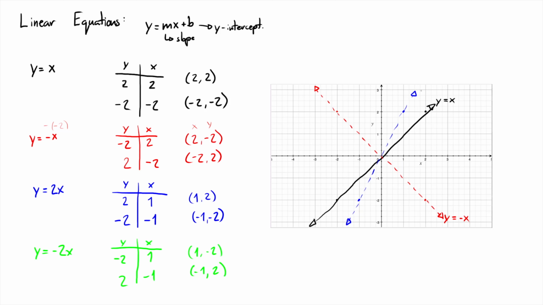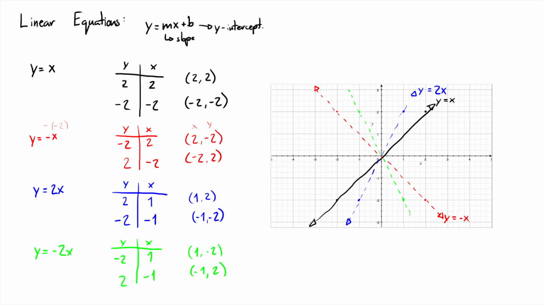And you could imagine this is a straight line. So this is y equals 2x. Okay? And then finally, we'll do this last line, and we'll graph (1, -2) and (-1, 2). And again, we'll connect it with a dotted line as best as we can.